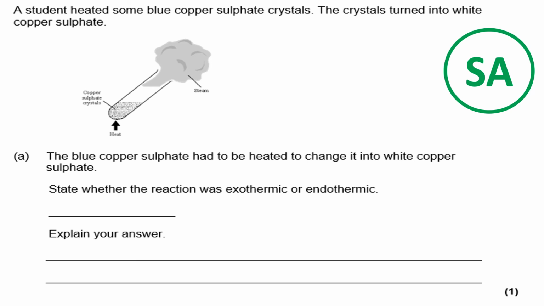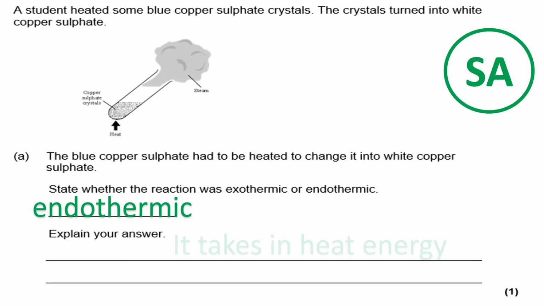So this is one that we were looking at earlier on in the video. A student heated some blue copper sulfate crystals. The crystals turned into white copper sulfate. The blue copper sulfate had to be heated to change it into white copper sulfate. State whether the reaction was exothermic or endothermic. So it's endothermic because you're having to add heat. Oh, it says explain your answer, so give a reason. It takes in the heat energy, so it's taking in that heat energy that you're adding and needing it to cause that chemical reaction.